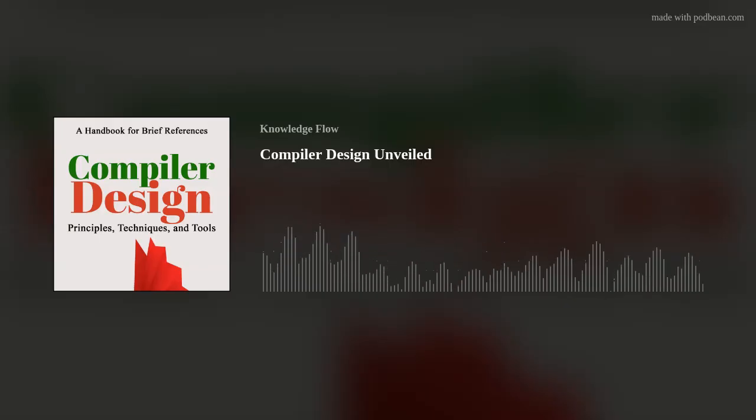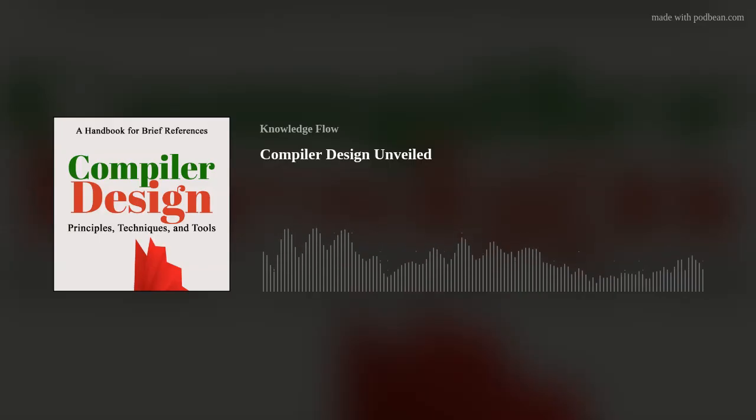Good question. It boils down to a few things. Some techniques, like recursive descent, are easier for humans to write and understand, but they work only for a limited class of grammars. Others, like LR parsing, are more powerful and can handle a much wider range of grammars, but the parsing tables are complex and usually generated by tools. There are also trade-offs in terms of efficiency, how fast they parse, and how well they handle errors. The choice often depends on the complexity of the language being parsed and the requirements of the compiler.